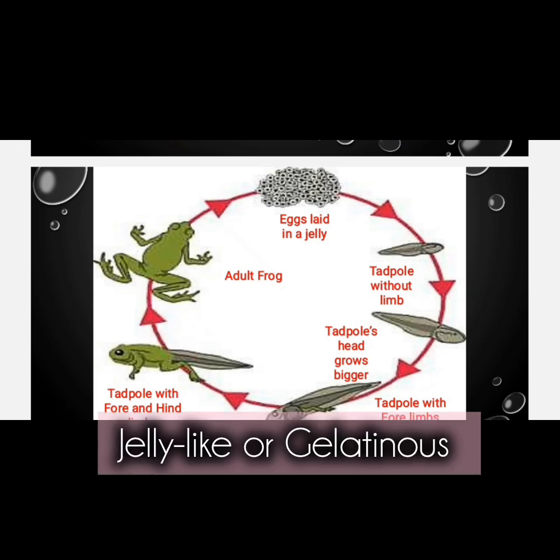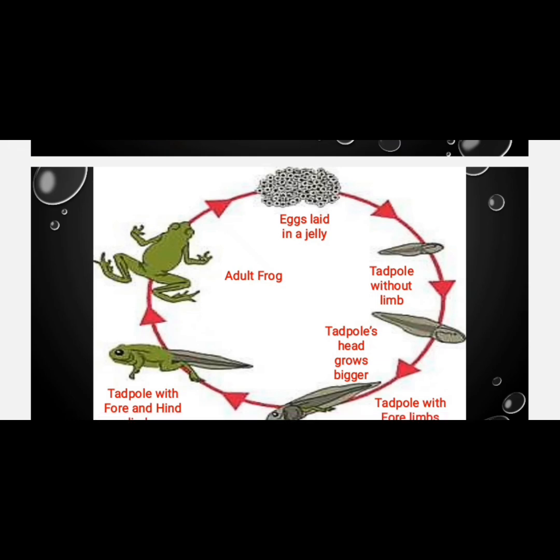Eggs lay in a jelly-like or gelatinous substance in order to prevent them from being washed away by water, and they lay their eggs in hundreds or in thousands in order to give them room to be able to survive in the harsh condition of the environment. Just in case some of them don't make it, the rest will eventually make it.